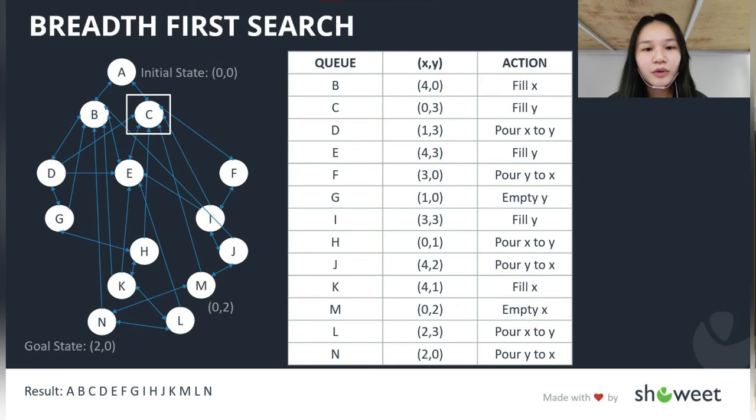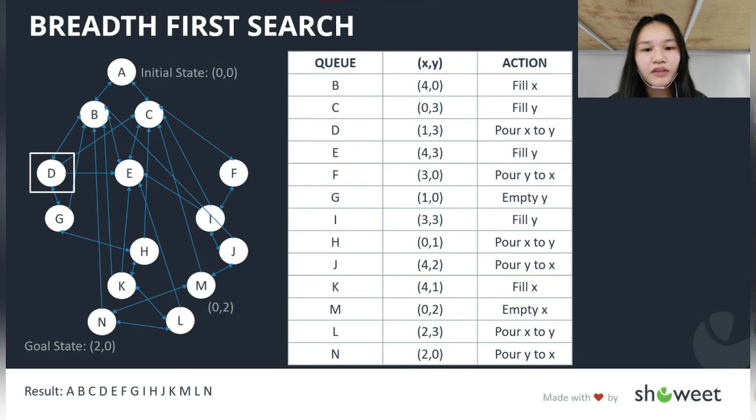Next, C will be divided to E and F. Since E is a repeat, it is ignored this time. The others that are repeated will also be ignored after this. To get F, we can pour Y to X from C to get 3,0.